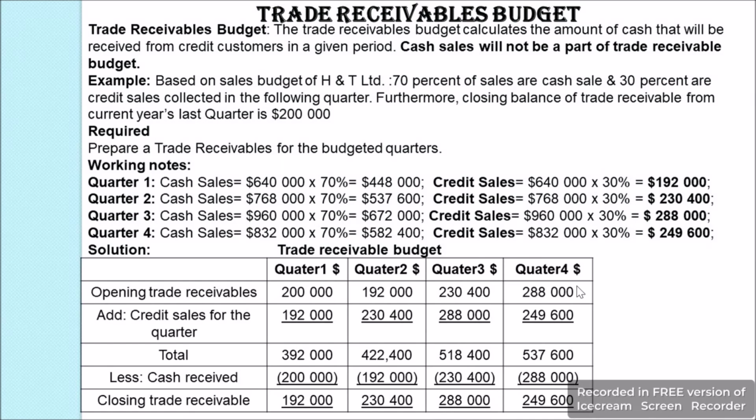This will be the opening trade receivable for the fourth quarter. To this we add the credit sales for the fourth quarter, which is $249,600. We get the total as $537,600. From there we subtract the cash received, which is $288,000. We get the closing trade receivable as $249,600 for the fourth quarter. So this is how we make the trade receivable budget.